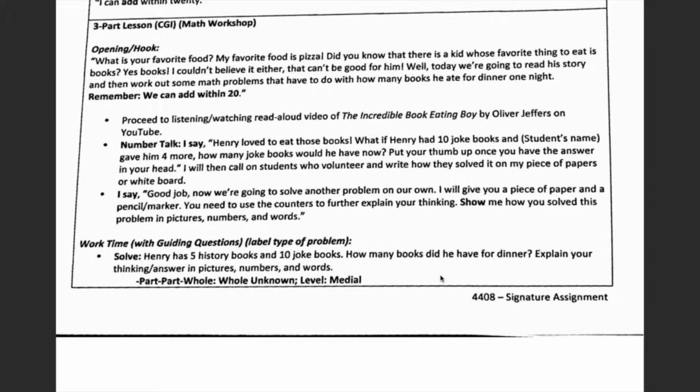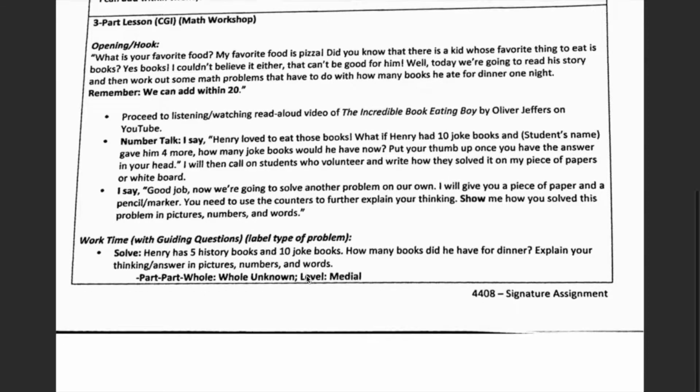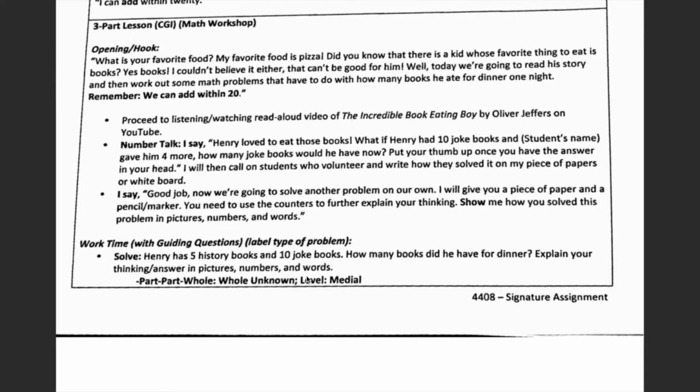It says Henry has 5 history books and 10 joke books. How many books did he have for dinner? Explain your thinking or answer in pictures, numbers, and words. And that is the other biggie. That is one of the things that Math Workshop is so geared toward. They want the students showing their work using pictures, numbers, and words, and that's that conceptual understanding that they're gaining there. They're going to see it and prove it multiple ways.